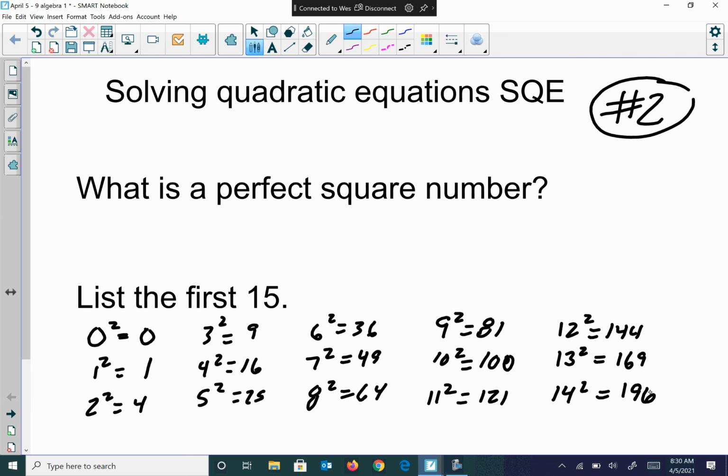And how do I get it? Well, if we pick, say, 6 squared, that is the same thing as 6 times 6, which is 36. Okay? Pretty straightforward.